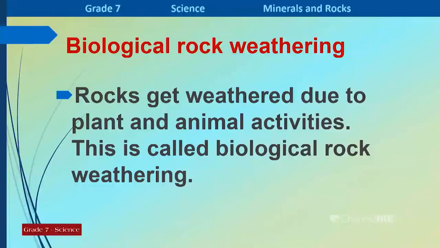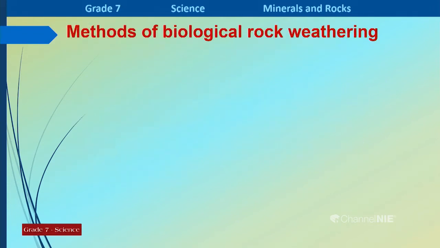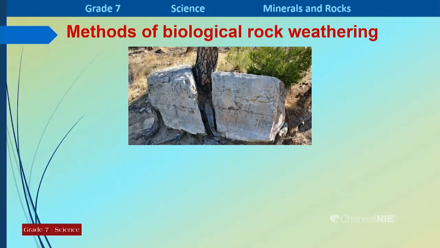Rocks get weathered due to plant and animal activities. This is called biological rock weathering. Methods of biological rock weathering. Yes, look at the picture. You can see how a plant has gone into the cavity of a rock and the rock has separated into pieces. This weathering of rock has occurred due to the root of the plant. It is a biological factor. So, this is one method of biological rock weathering, right.